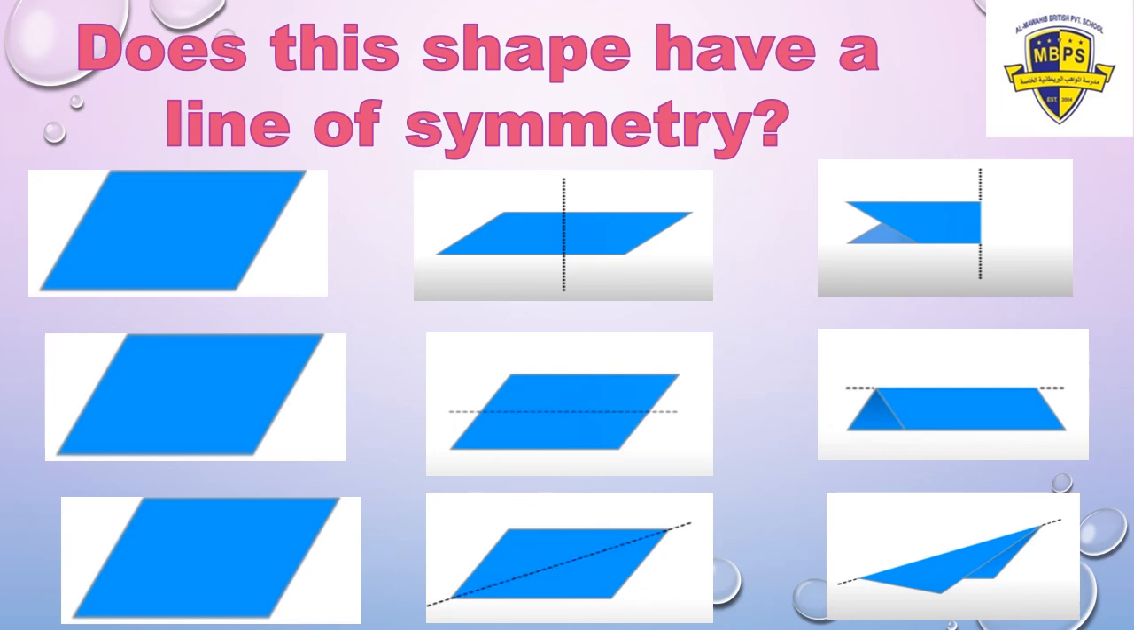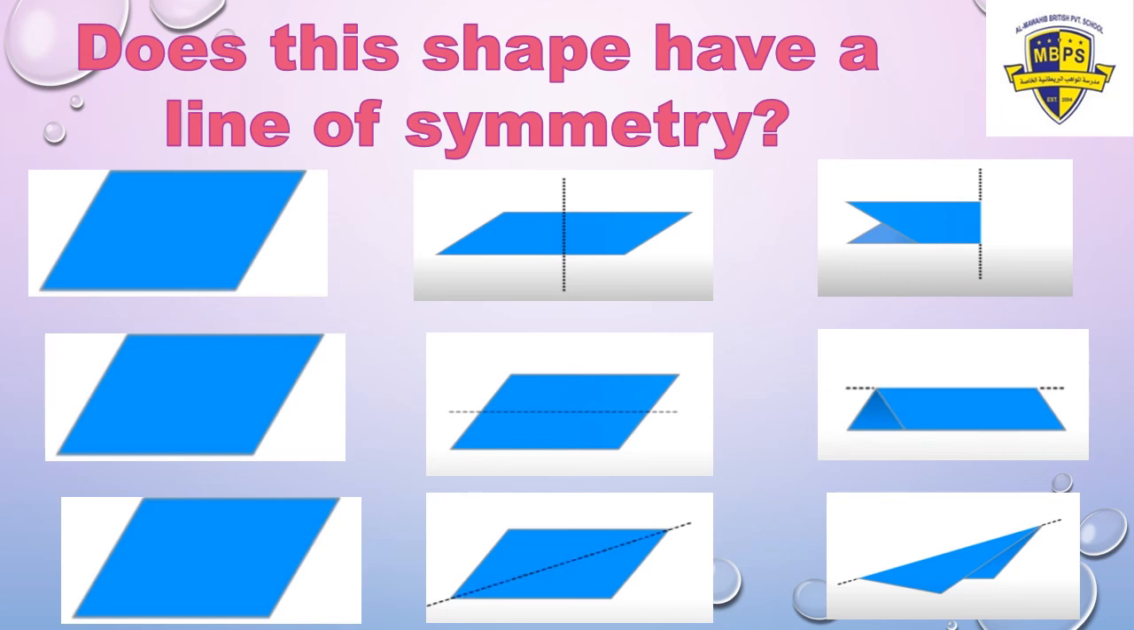No, it's not the same when I fold it vertically. Now let's try folding it horizontally, a sleeping line, okay, from top to the bottom. Is it the same? No, again it's not the same. Now let's try doing it diagonally. Now if you fold it diagonally, what do you see here? Are both the sides the same? No. So does this shape have a line of symmetry? No, this shape does not have a line of symmetry.